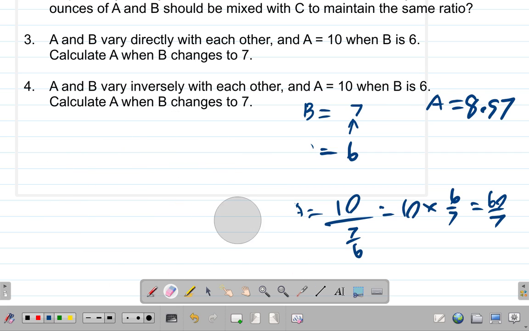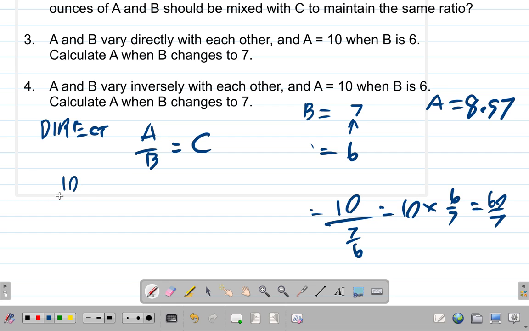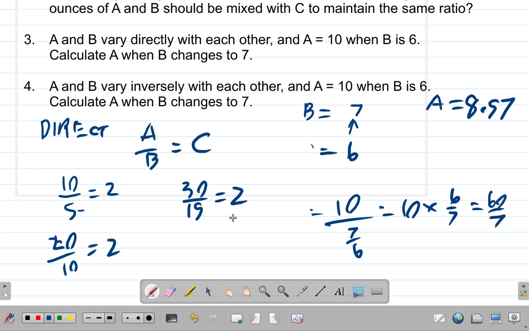Now remember, when you're dealing with directly and inversely proportional, with direct proportion, A divided by B will give you a constant, say C. For example, if A is 10 and B is 5, it will give you 2. If A doubles to 20, B will also double to 10, and 20 over 10 is the same 2. If A triples to 30, B will triple, 5 goes to 15, so 30 over 15 is the same 2. So they divide to give you the same ratio.